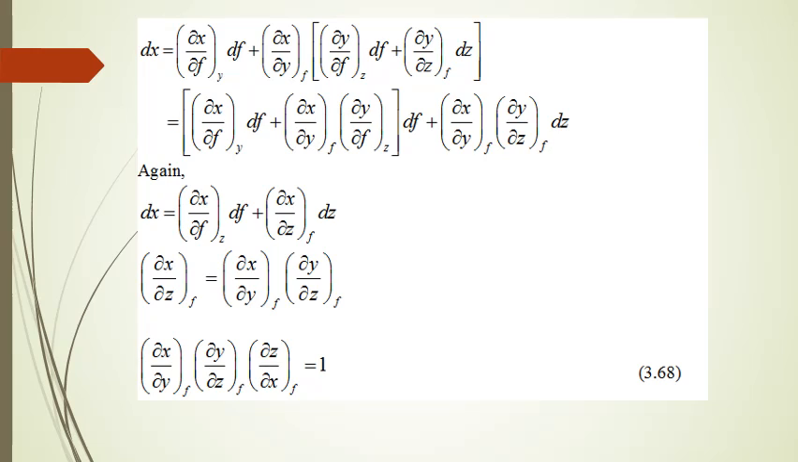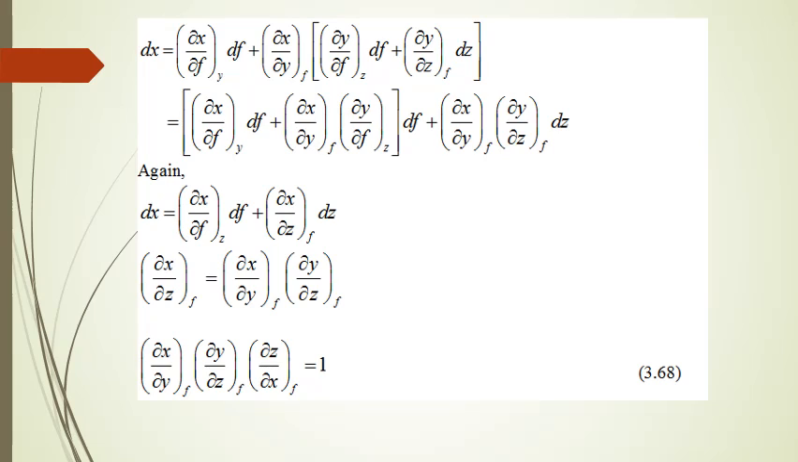This is equal to del x upon del f when y is constant into df plus del x upon del y when f is constant into del y upon del f when z is constant into df plus del x upon del y when f is constant into del y upon del z when f is constant into dz. Again, we can say that dx is equal to del x upon del f when z is constant into df plus del x upon del z when f is constant into dz. Del x upon del z when f is constant is equal to del x upon del y when f is constant into del y upon del z when f is constant.